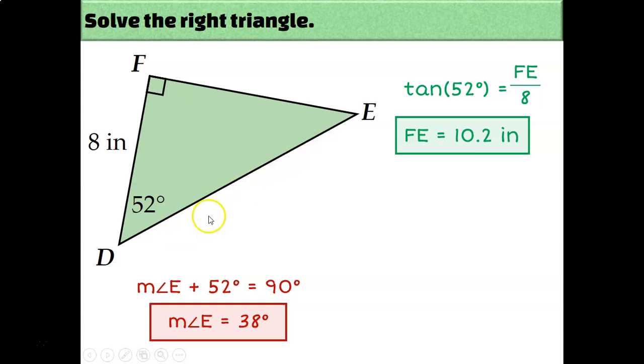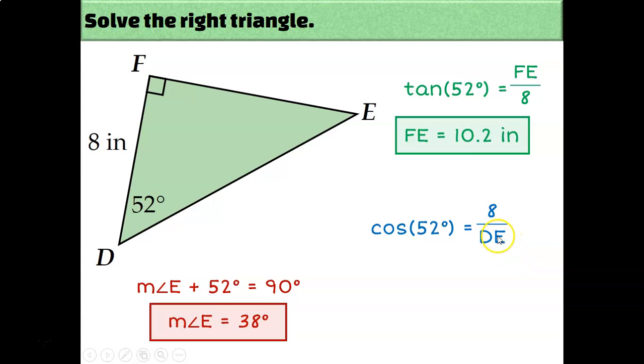Now let's solve for DE. DE is the hypotenuse of this triangle, and again 8 is adjacent to 52. So since I have adjacent and I'm looking for hypotenuse, I need to use cosine. So I'll write that the cosine of 52 degrees is equal to 8 over DE. That's the adjacent over the hypotenuse.